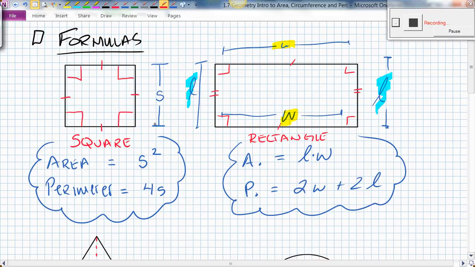Given a square with side S, since each side is the same, the area is going to be side times side, or side squared. And the perimeter is going to be 4 times the sides. So you add them all up, 1, 2, 3, and 4 sides there. For a rectangle, we have area equals length times width, and the perimeter is 2w plus 2l, 2 widths plus 2 lengths.